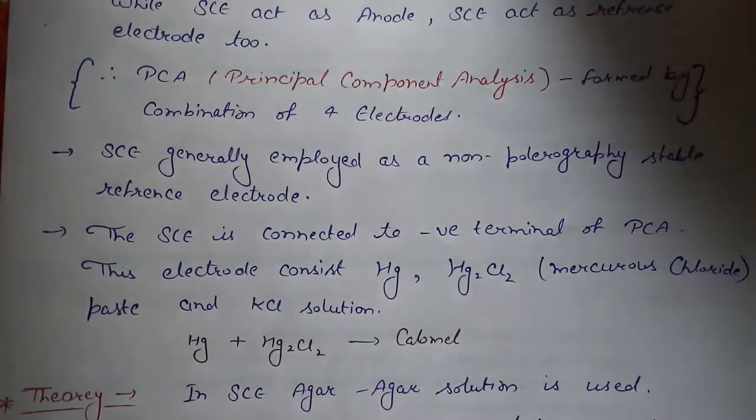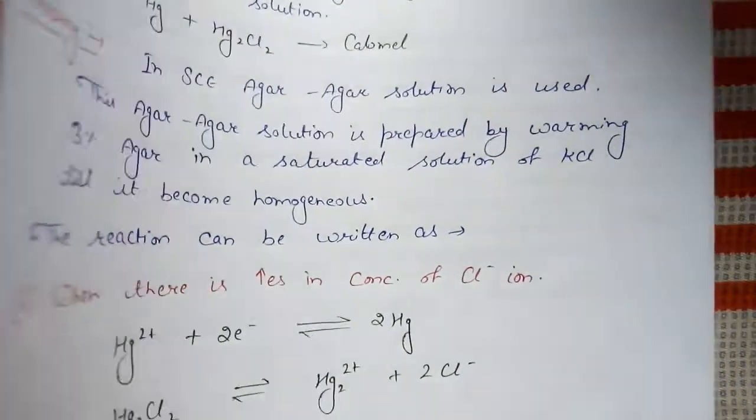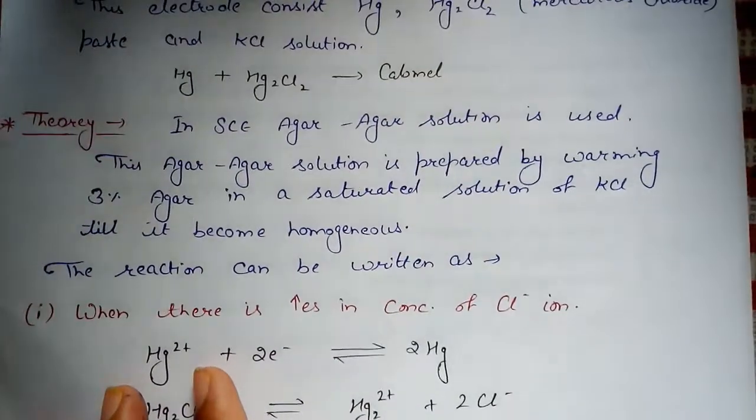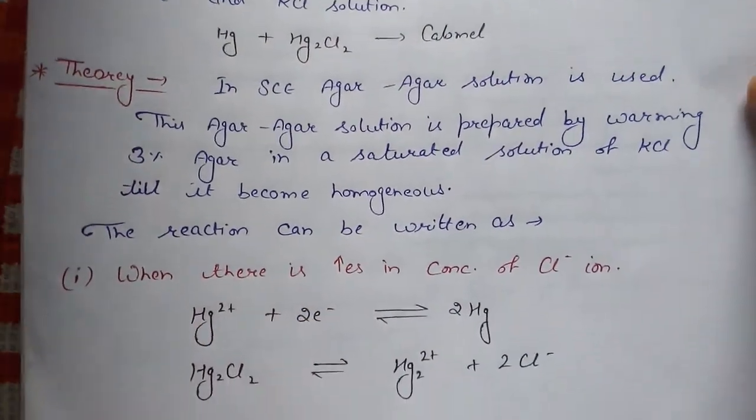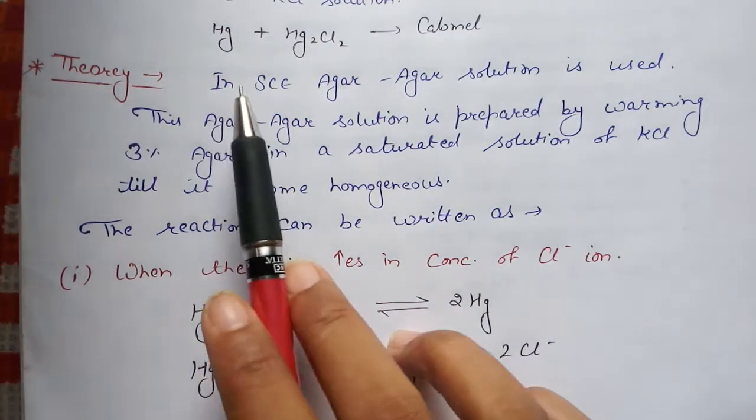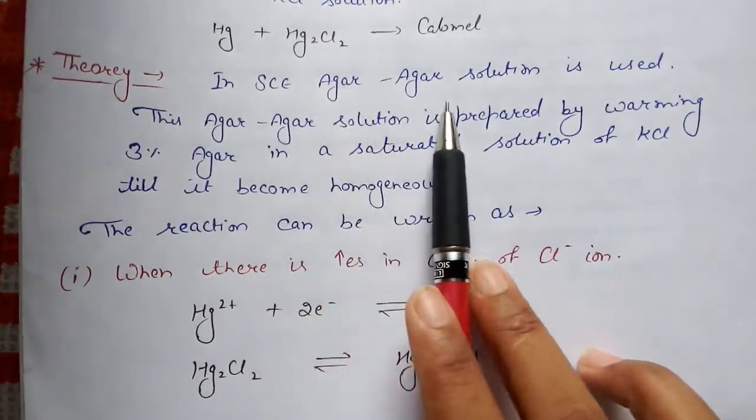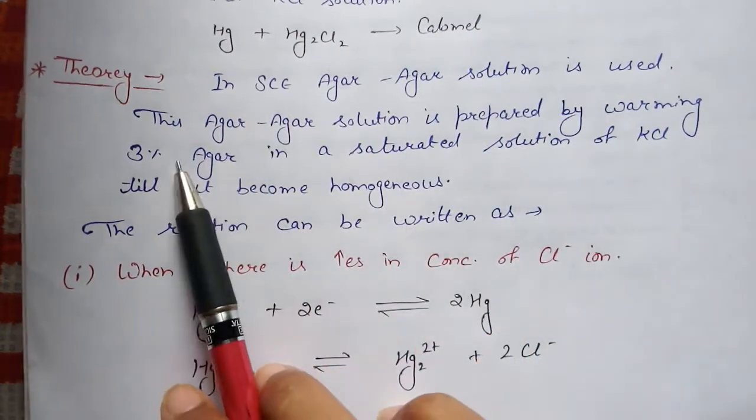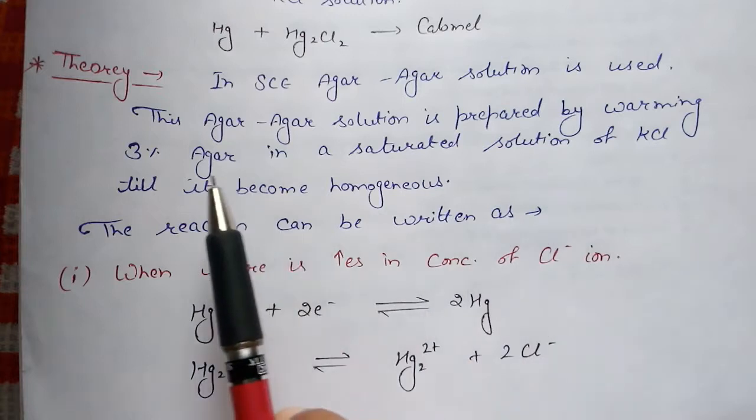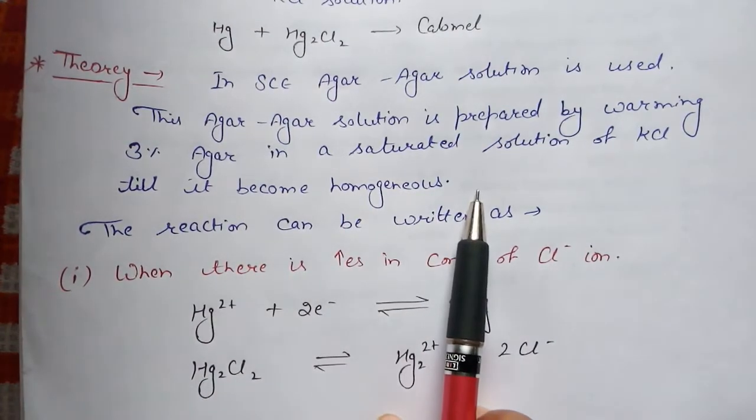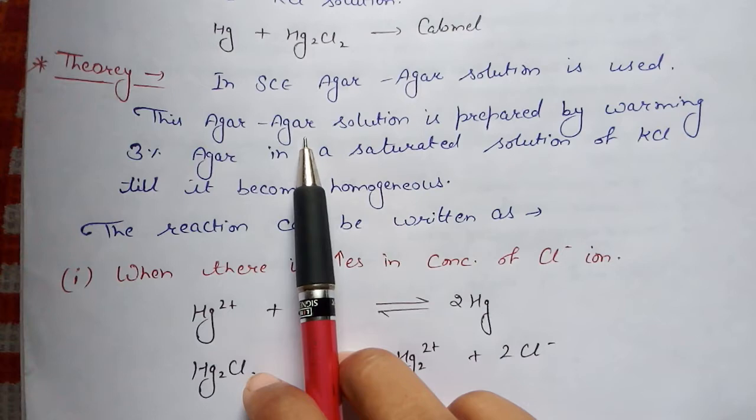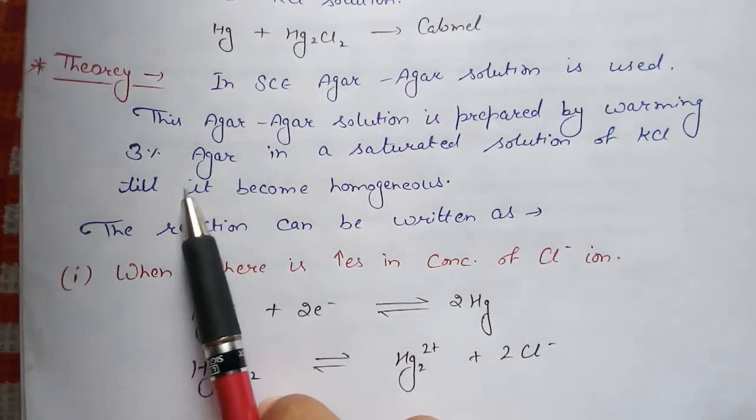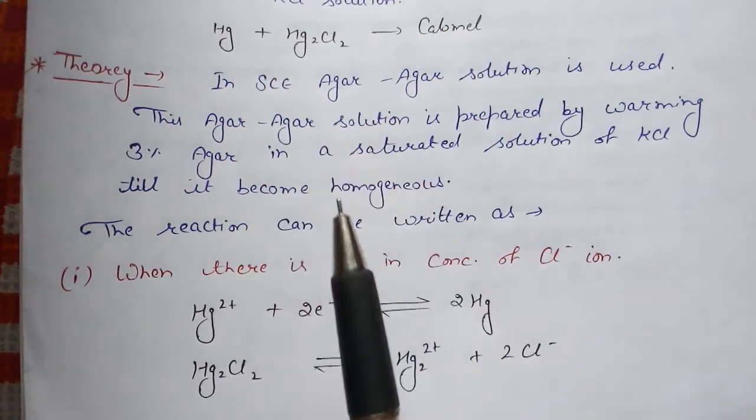Its theory can be defined as follows. In SCE, agar solution is used. This agar solution is prepared by warming 3% of agar in saturated solution of potassium chloride till it becomes homogeneous. It means agar solution is prepared by 3% of agar in potassium chloride solution up to homogeneous formation, right?